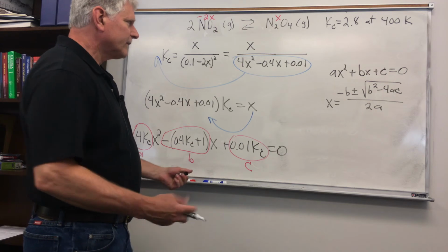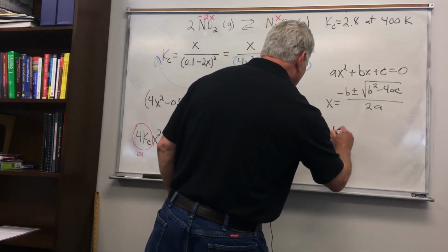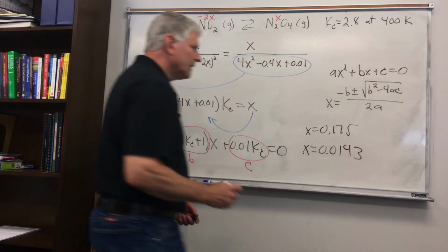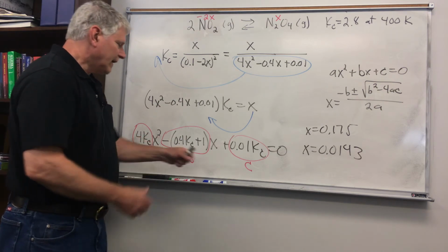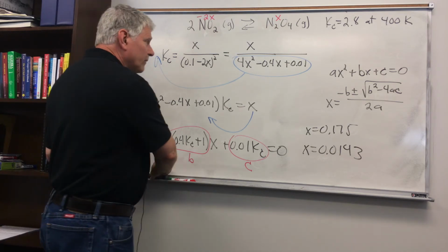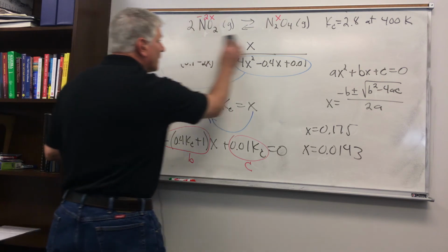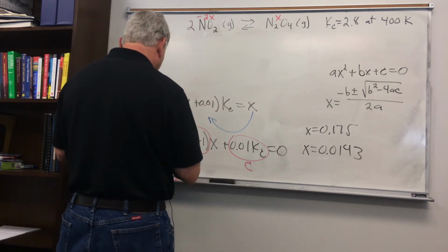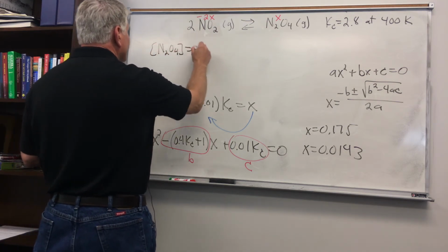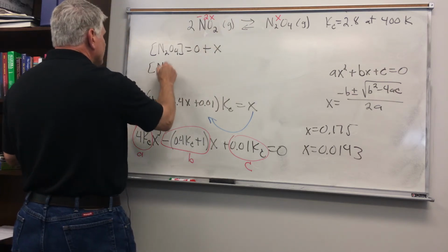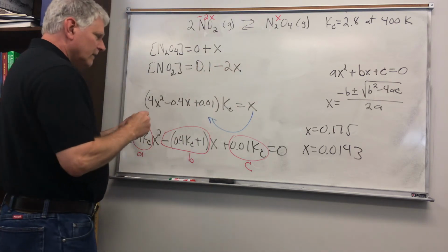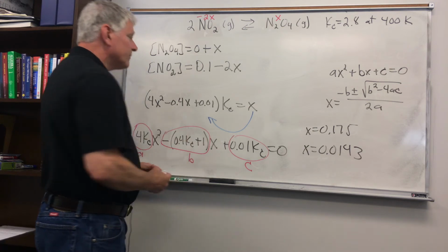So solving for x in my calculator, I get x is equal to 0.175, or the other value is 0.0143. So now we have to decide which value of x we want to keep. If we go back to our equilibrium concentrations, I'll write those up here. At equilibrium, the concentration of N2O4 is equal to 0 plus x, and the concentration of NO2 is equal to 0.1 minus 2x. So we'll try both x's and see which one fits.